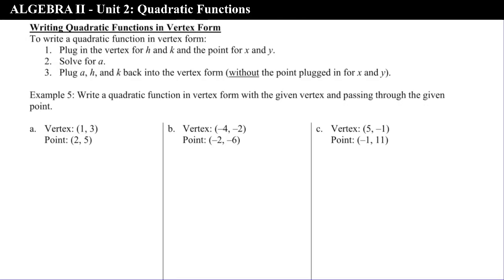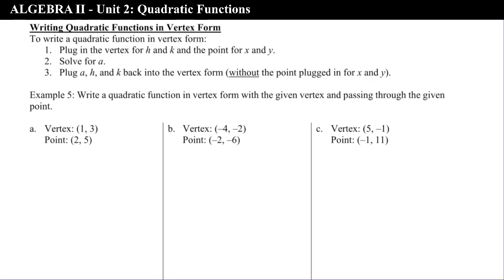Okay, let's finish off this section by showing you how to write quadratic functions in vertex form. In this case, you're going to be given a couple of pieces of information, and you are going to write the quadratic function using those two pieces of information. To write a quadratic function in vertex form, first we're going to plug in the vertex for h and k, and then the point for x and y. All that'll be left is a, and that's what we're going to solve for.